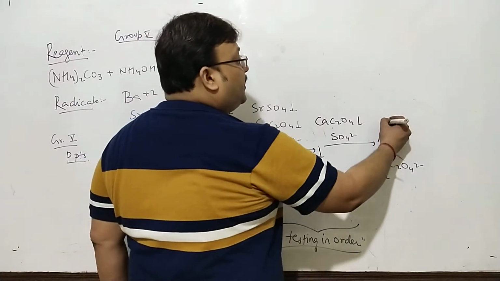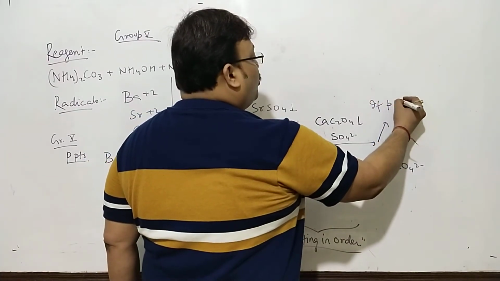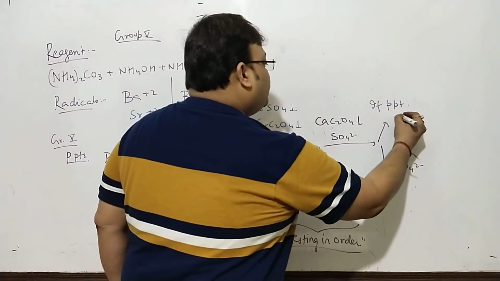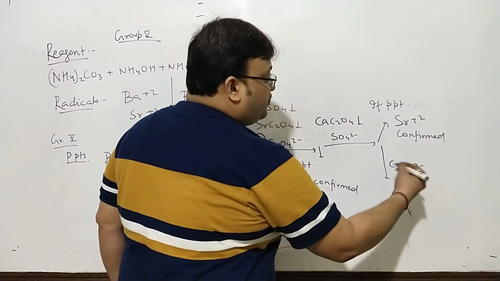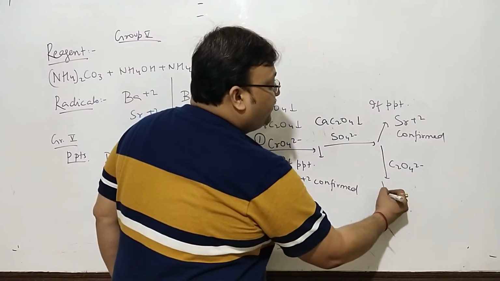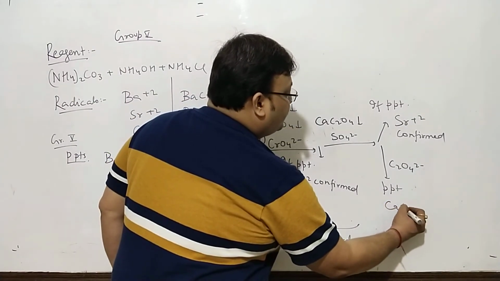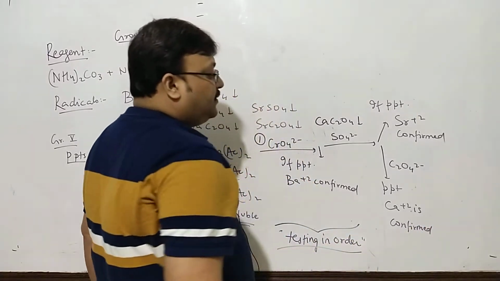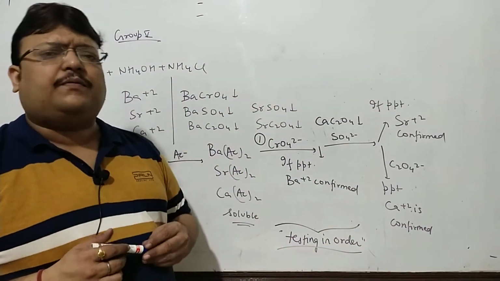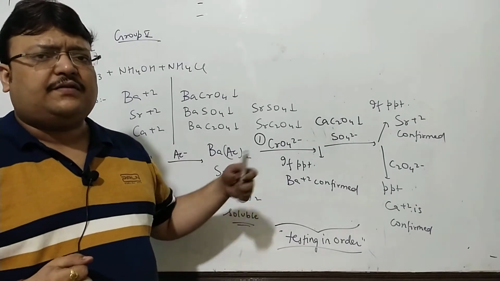अगर यहाँ पर प्रेसिपिटेट आता है, if there is a precipitate, because you have already removed barium, strontium is confirmed. And when you have removed both barium and strontium, now if you add oxalate and there is a precipitate, then only calcium is confirmed. Naturally, you have dry test as very peculiar confirmatory test of these radicals.